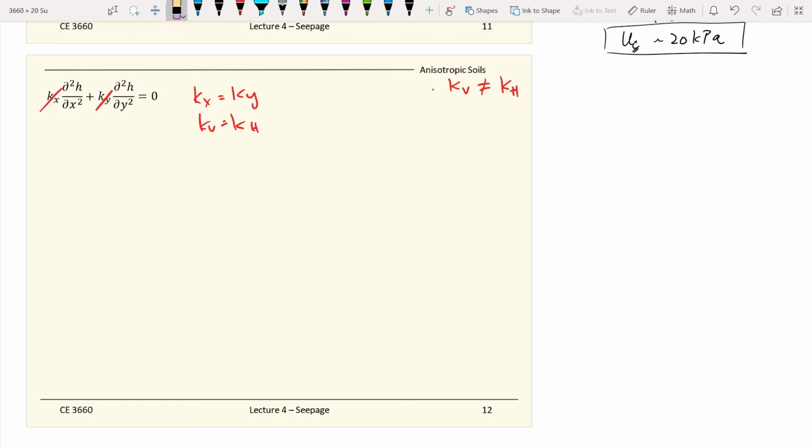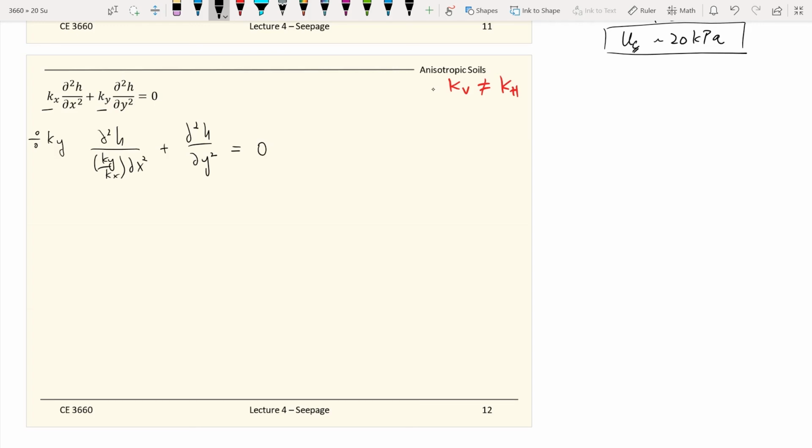Now in the case where they are different, we cannot cancel them. That's why you have those two terms over there, kx and ky. But we can do some mathematical tricks. First, if we divide these equations by ky, we get this formula. So it's still in a Laplace equation format.